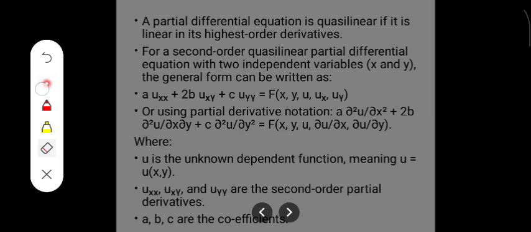And this notation here can be written as this, that is a multiplied by del square u over del s square plus 2b multiplied by del square u over del s del y plus c multiplied by del square u over del y square. So where u is the unknown dependent function, which means u is a function of s and y, u subscript ss, u subscript sy, and u subscript yy are the second order partial derivatives, and a, b, c are the coefficients.